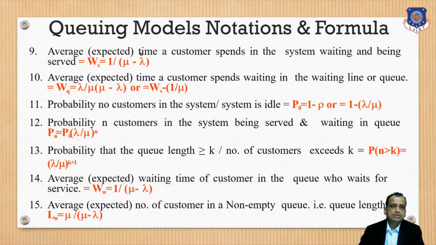Same here, the average expected time the customer spends in the system. Now what is system here? System is nothing but the queue as well as the service time, right? Both the time in the queue and the time to process, or time for being served, that is the system, right? We already discussed this thing. So all of these formulas, for example the probability that there are no customers in the system, or the system is idle, right? All of these are the formulas related to the model.